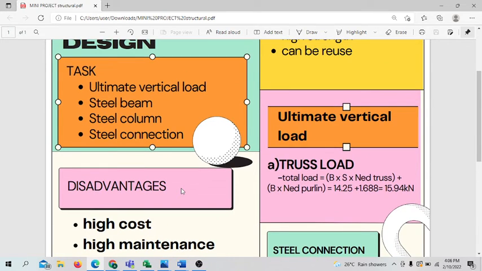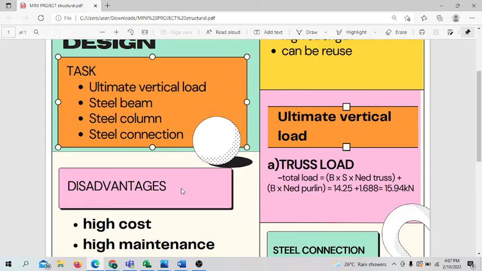Next, we go to the ultimate vertical load. For our group, we get case 5, that is the spacing of the truss. We get B equal to 5 meters, and S we get 2 meters.